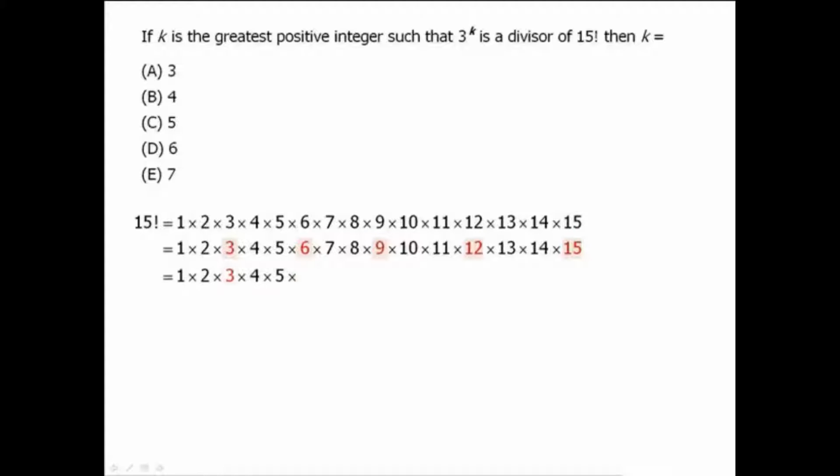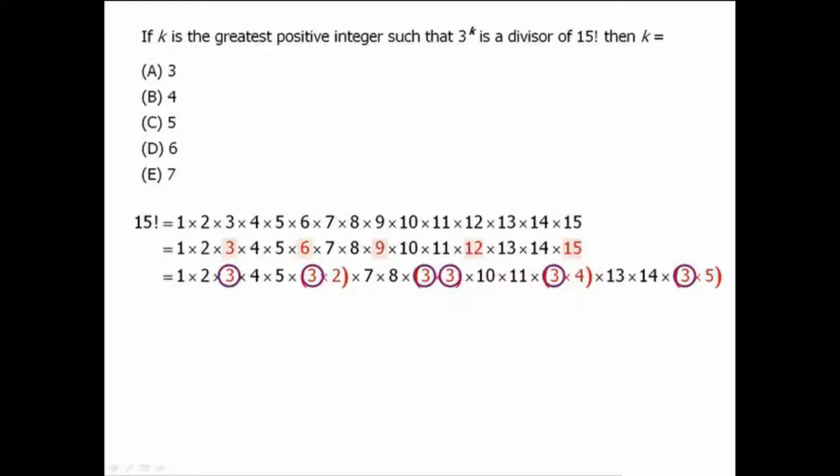What I mean by that is we can take 6, for example, and rewrite it as 3 times 2. We can take 9 and rewrite it as 3 times 3, 12 as 3 times 4, and 15 as 3 times 5. Notice now that we have a total of 6 3's in this product. So we can factor out these 3's as follows.